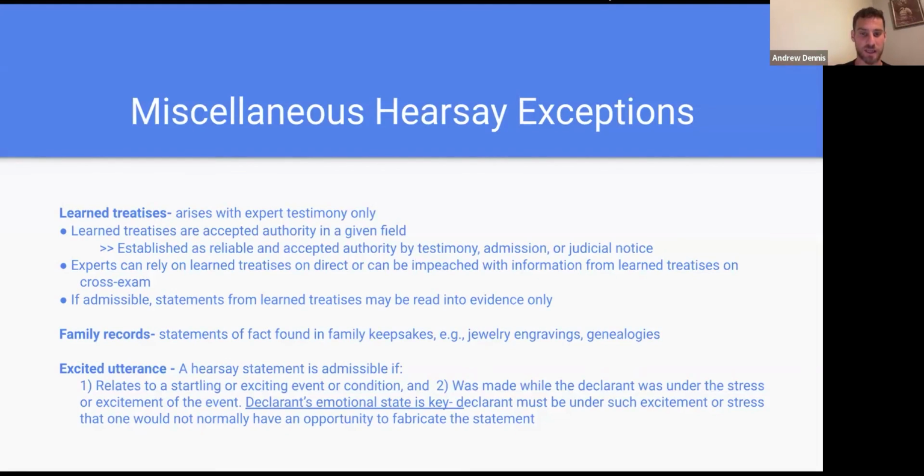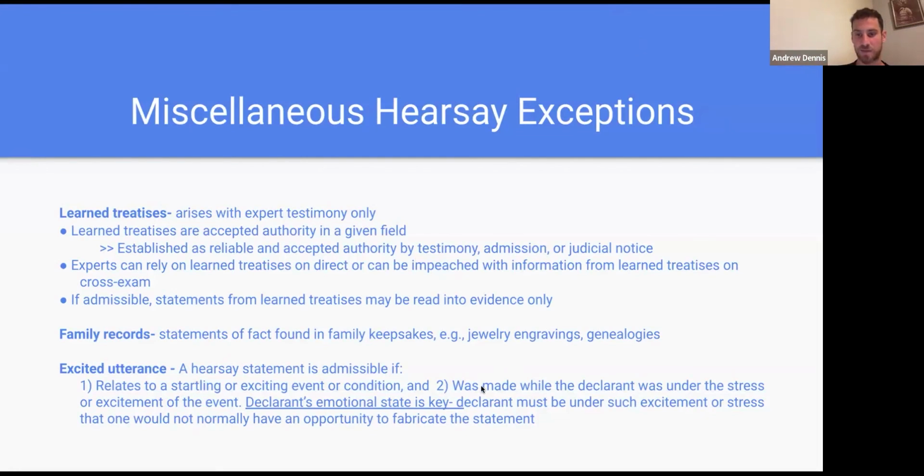You said, "Wow, that was crazy." It has to be like, "Oh my God, that's crazy," in the moment. So it relates to a startling or exciting event or condition, was made while the declarant was under the stress or excitement of the event, and the declarant's emotional state is key. The declarant must be under such excitement or stress that one would not normally have an opportunity to fabricate the statement.